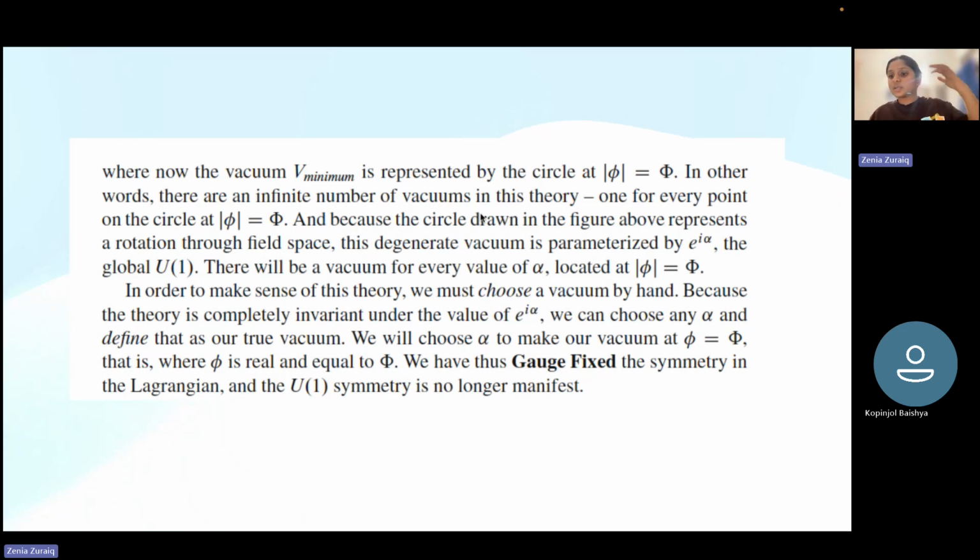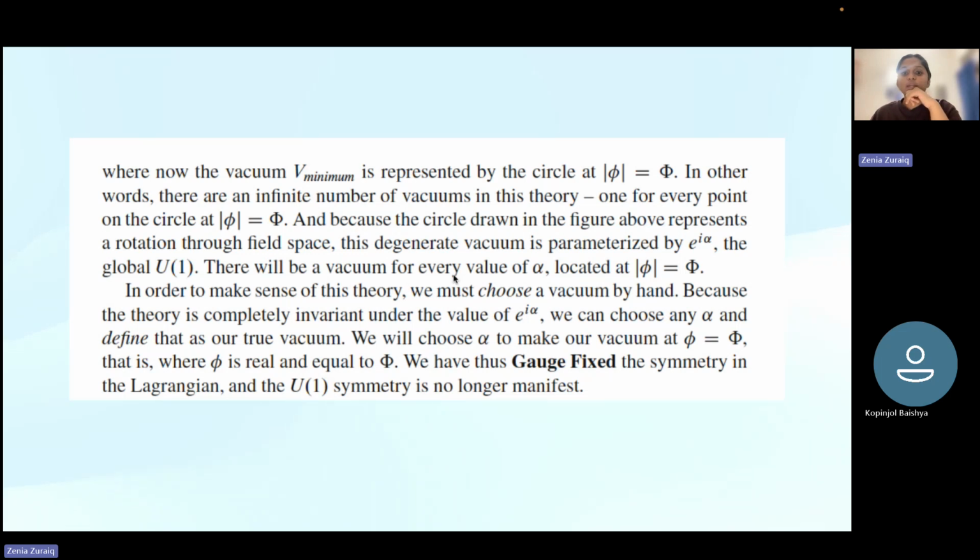The degenerate vacuum is said to be parameterized by e^{iα}, which is a global U1.